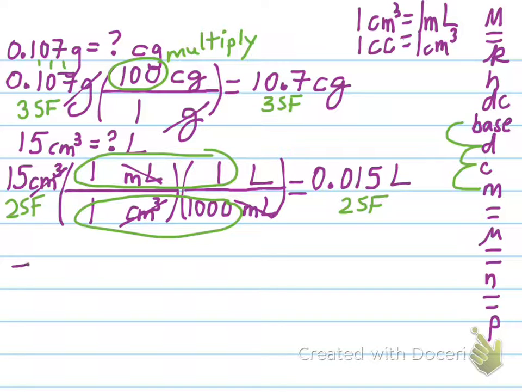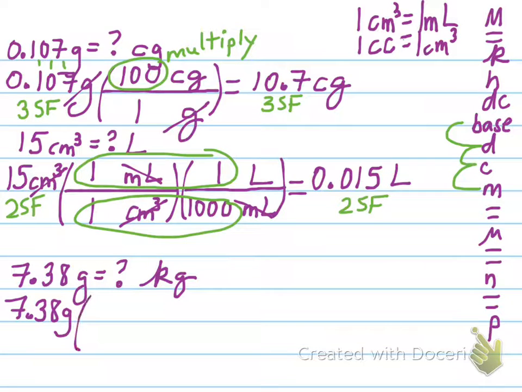The next one, 7.38 grams is how many kilograms? So again, I'm going to start with my 7.38 grams. I always start with my given. Grams have to go on the bottom to cross out. Kilograms have to go on the top. A kilogram is larger, so I'm going to make that 1.